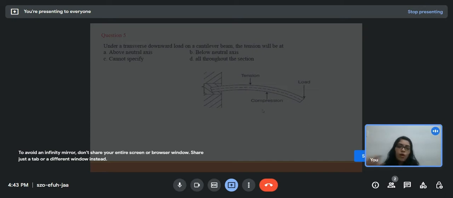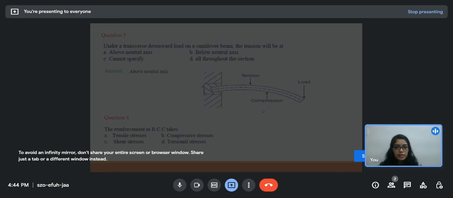The beam experiences a hogging action, that is at the top. Below the neutral axis, the fibers will experience compression, and above the neutral axis, the fibers will experience tension. So, for a cantilever beam, tension will be above the neutral axis, and for a simply supported beam, it will be below the neutral axis, simply because of the deflected shape of the corresponding beam.